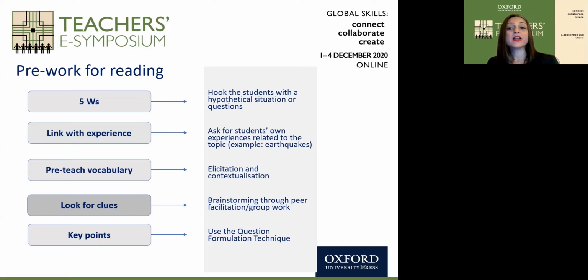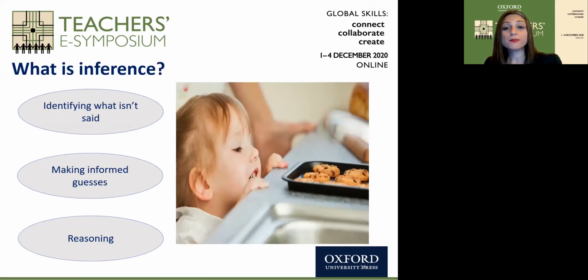So those are the steps for pre-reading. And then we can introduce them to the idea of inference. What is inference? It is identifying what isn't being said. So there are hidden meanings in text and sentences, and hidden meanings in the behavior and the emotion of characters. This starts the process of analytical thinking for children.